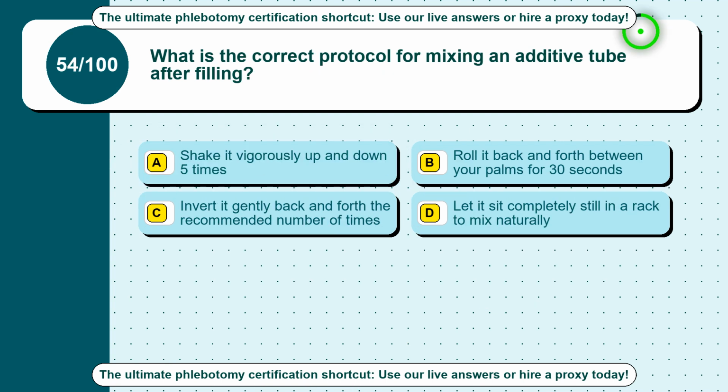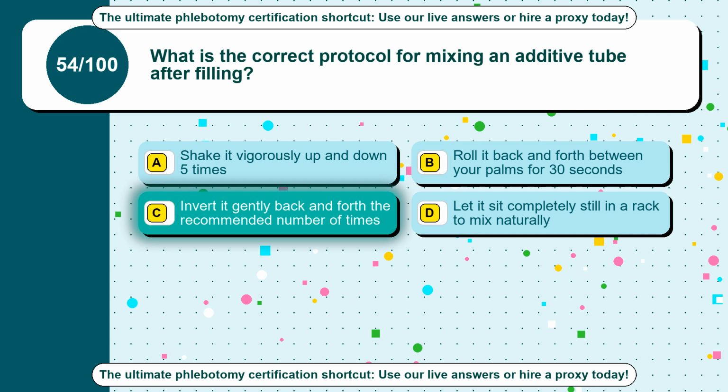Question 54. What is the correct protocol for mixing an additive tube after filling? Option A, shake it vigorously up and down 5 times. Option B, roll it back and forth between your palms for 30 seconds. Option C, invert it gently back and forth the recommended number of times. Option D, let it sit completely still in a rack to mix naturally. The correct answer is option C, invert it gently back and forth the recommended number of times.